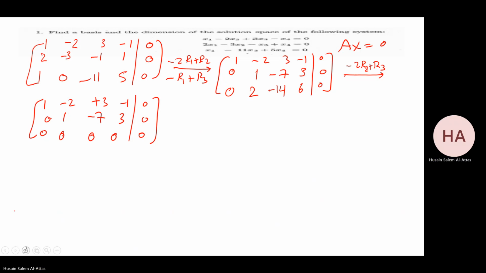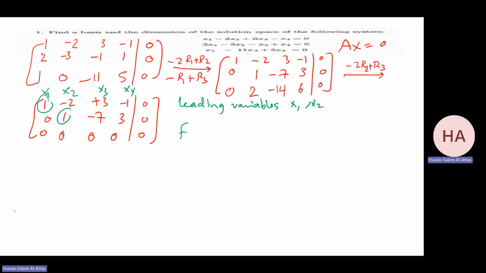So the leading variables will be x1, x2. This is x1, x2, x3, x4. These are leading. And the free variables are x3, x4. For the dimension, no need to do anything, it is 2. Very clear. It is the number of free variables.